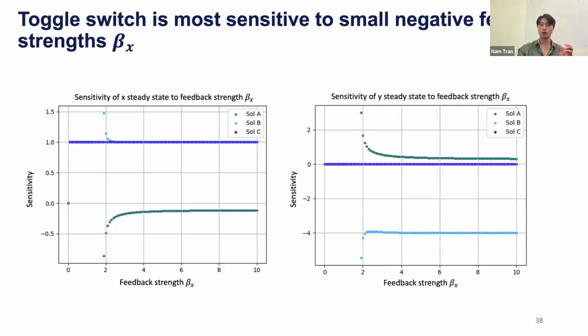And similarly, when you do it for Y, again, sensitivity on the vertical, feedback strength on the horizontal, they blow up for small feedback strength and plateau for large. So collectively, as a whole system, if you're looking at X and Y species, you are going to be most sensitive to changes in feedback strength when it's very small.